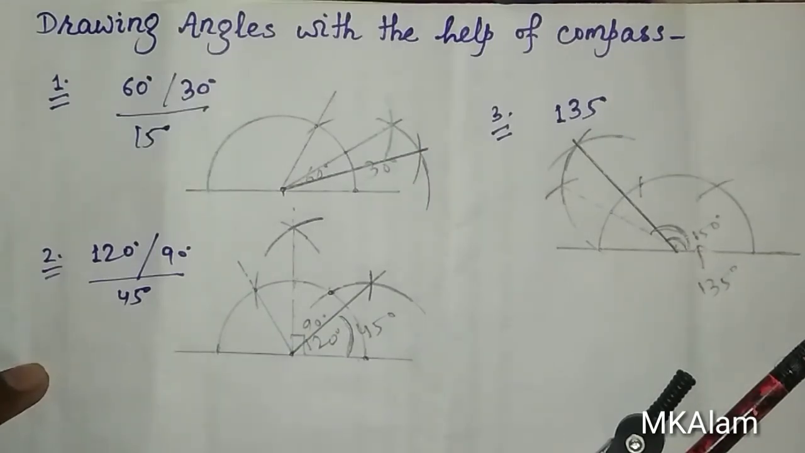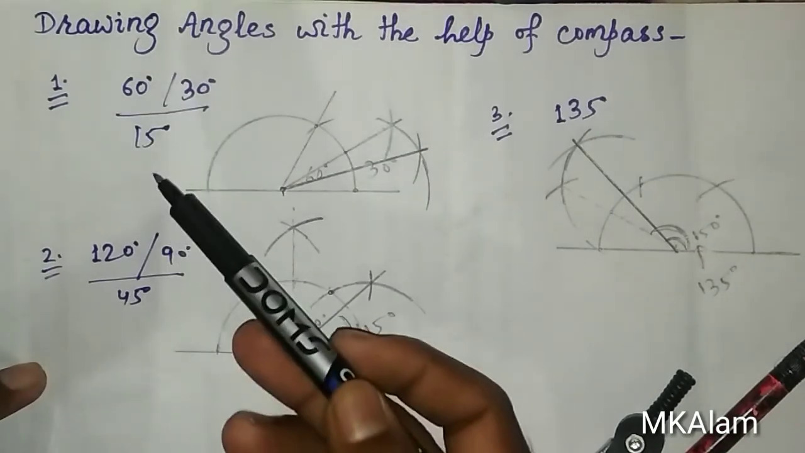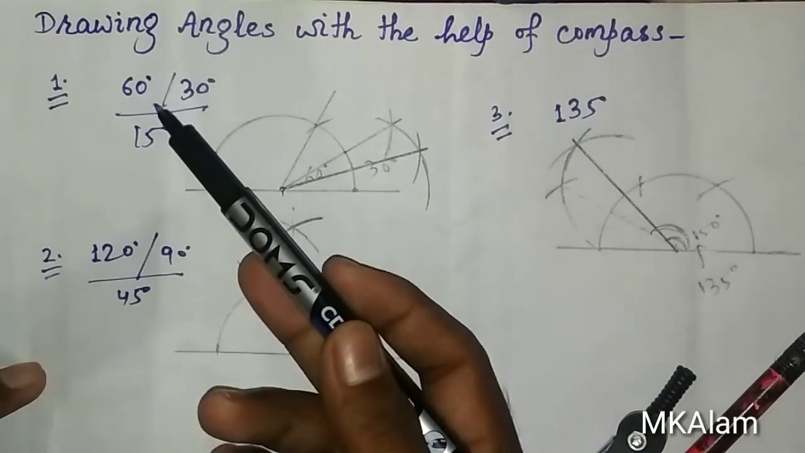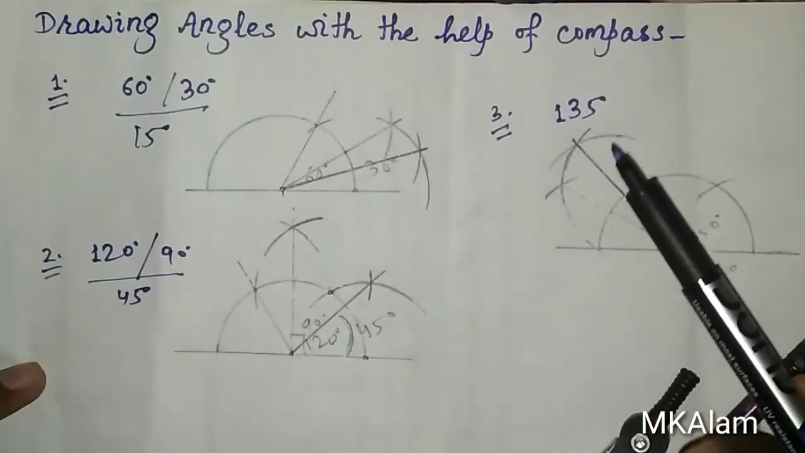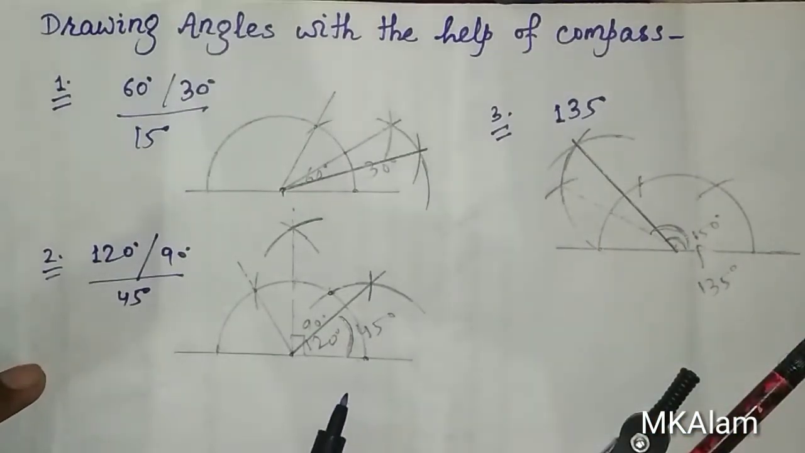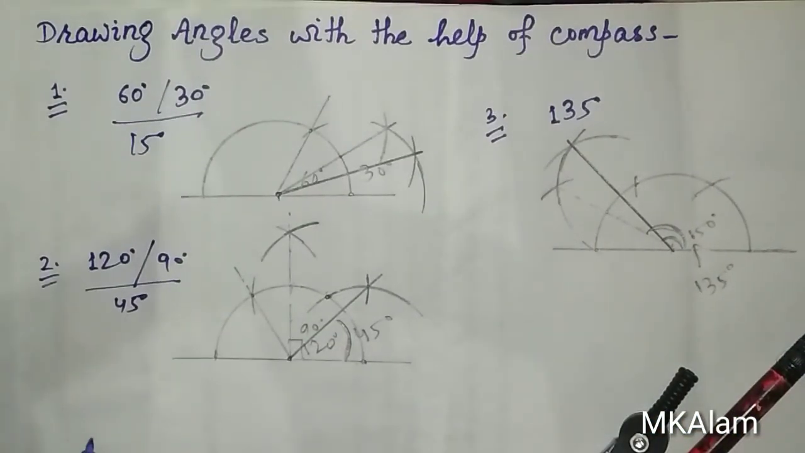So you have learned how you can make 15 degree angle, 30 degree angle, 60 degree angle, 45, 90, 120 and 135. And we will see other angles, how you can draw any other angle, in another part of this video. So let's see.